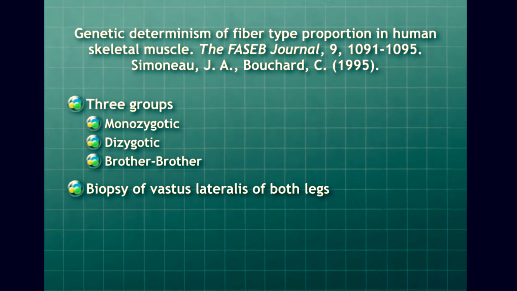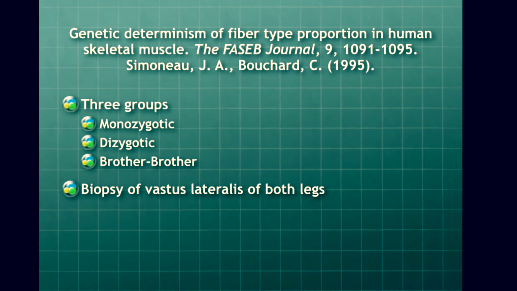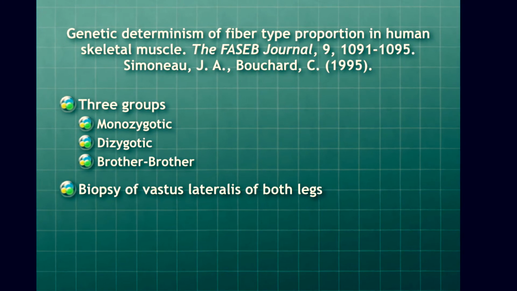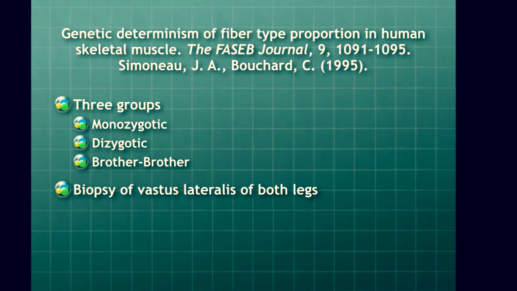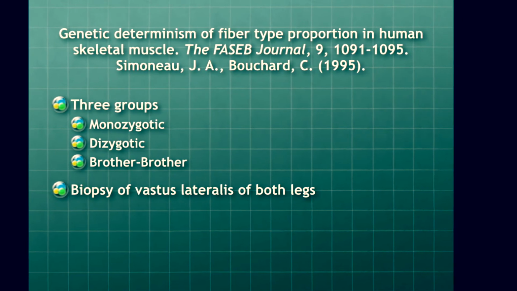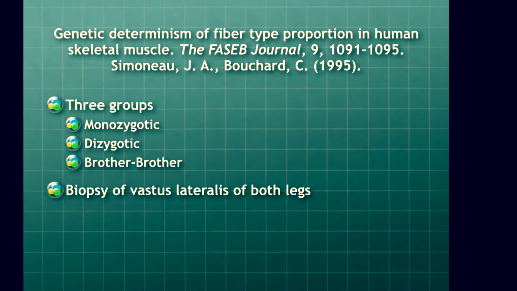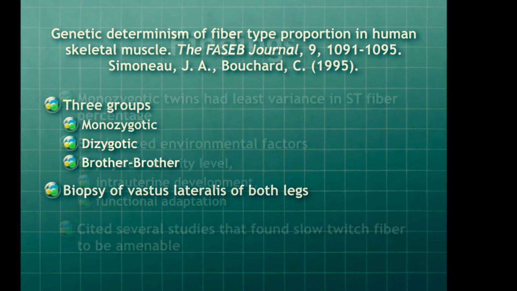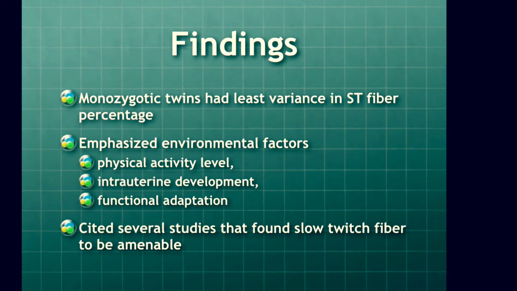What they did is they took a look at 3 groups of siblings. The first was monozygotic, that's identical twins. Dizygotic is fraternal twins, and then just brother pairs, and they examined their vastus lateralis muscles. As a reference point, identical twins have the same exact DNA, fraternal twins have pretty similar DNA, and brother pairs will have certain DNA that is still the same.